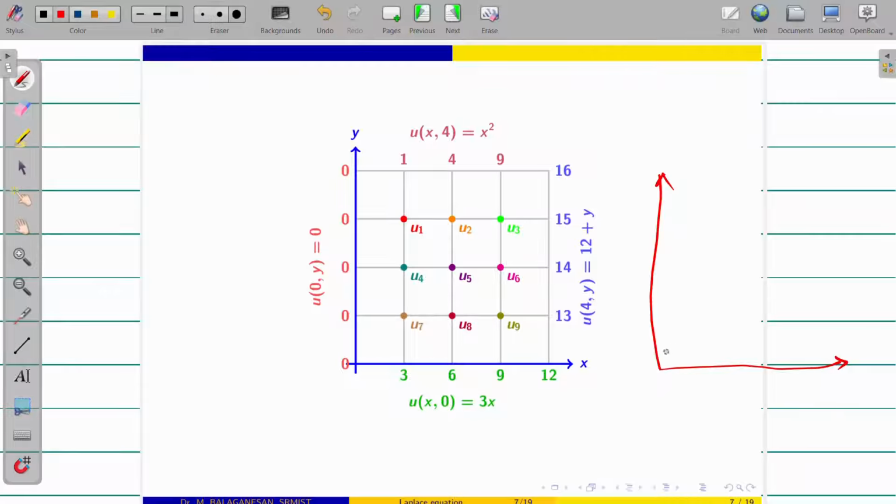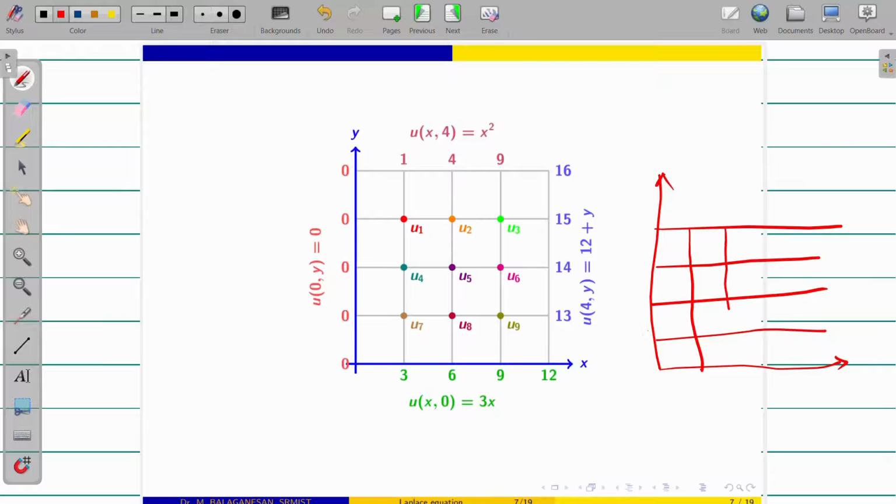X-axis, y-axis. This is the 0 line. So we have to draw y equal to 1, y equal to 2, y equal to 3, y equal to 4 line. Similarly, x equal to 0 line will be this. Now what I have drawn now, x equal to 1. This is x equal to 2, x equal to 3, x equal to 4. That's it. This is the square mesh.